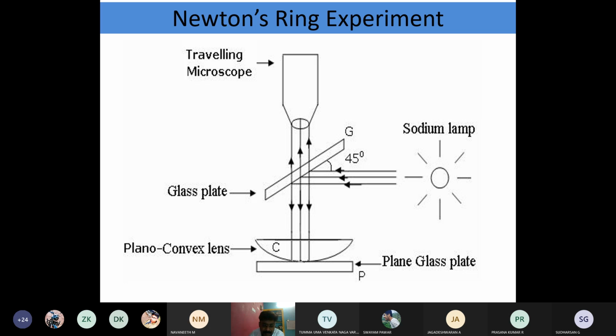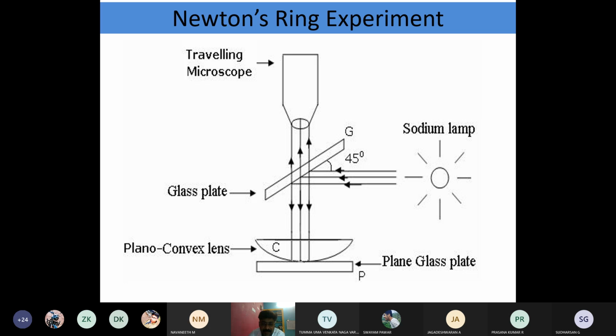This is the test medium: the plain glass plate and the plano-convex lens are the test medium. This medium is placed inside the wooden base, in which a glass plate is inclined at an angle of 45 degrees. So this is the procedure. We are going to place this entire setup, the wooden frame, the plano-convex lens and the 45 degree inclined glass plate, in front of the light source.